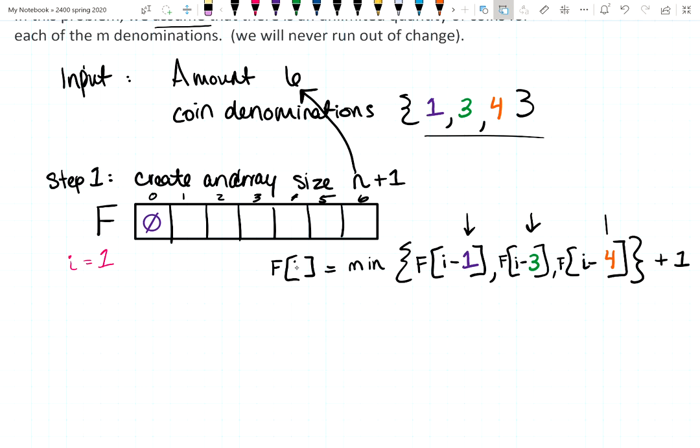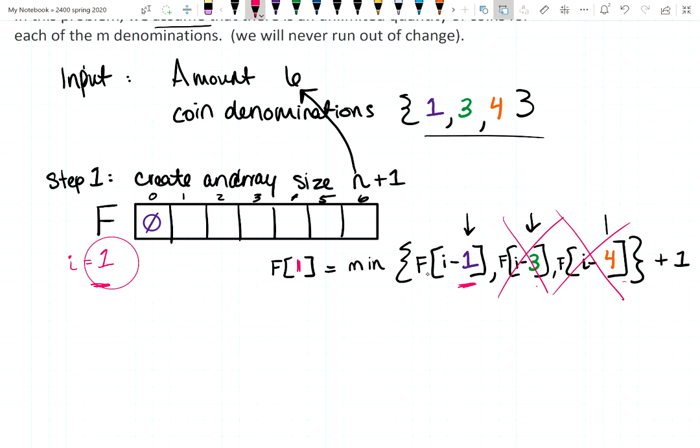So f of 1 is going to be equal to the minimum of f of i minus 1. We're going to keep that because 1 is not larger than i, which is 1. But we're going to ignore f of i minus 3 and f of i minus 4 because 3 and 4 are both larger than 1. So the minimum of this one value is just going to be this one value.